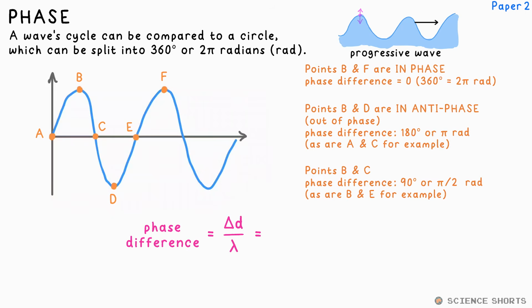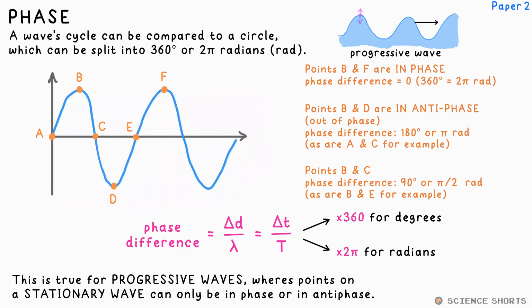Any phase difference can be calculated as a fraction times the total in a cycle. So we can do the distance between 2 points divided by the wavelength, or time difference between 2 points divided by the time period, depending on what graph we're given. Then we just multiply by 360 or 2 pi, depending on whether we want the phase difference in degrees or radians.